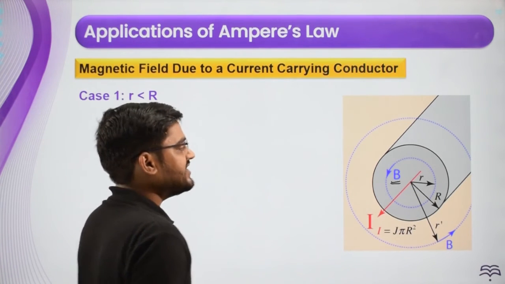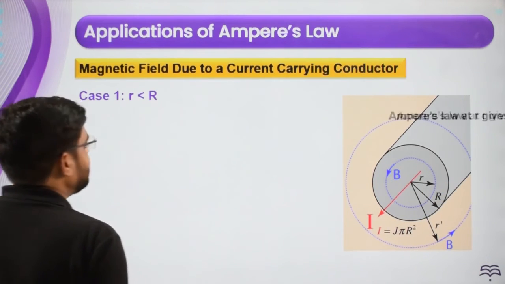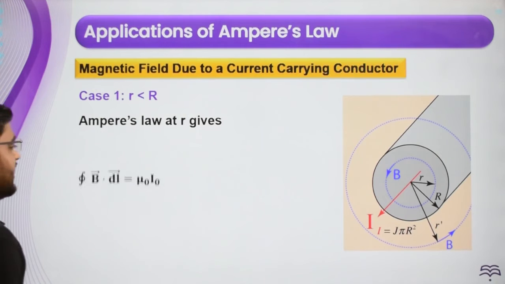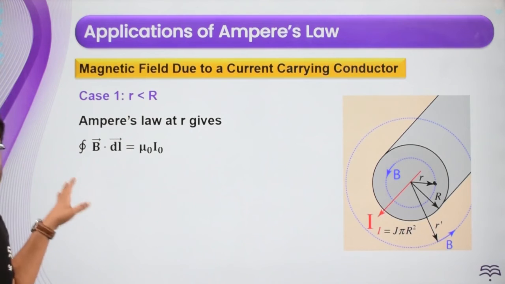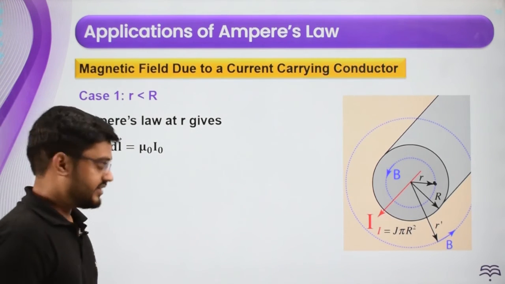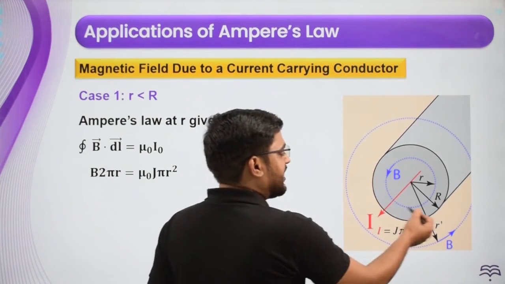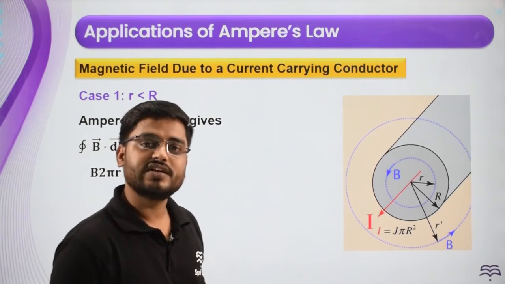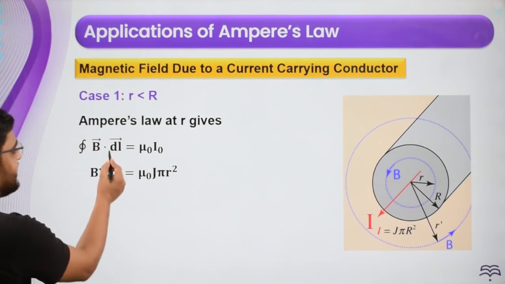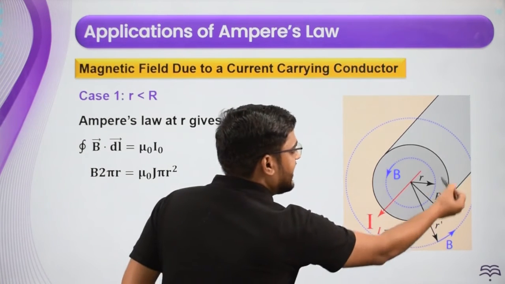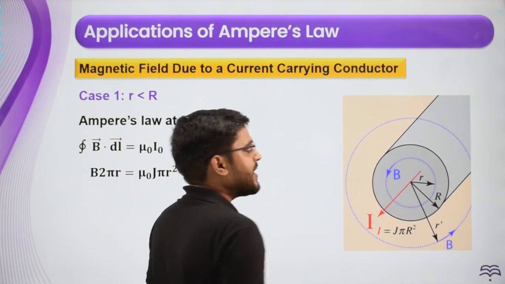So I will draw this Amperian loop at a distance r, and now I will simply write Ampere's law. At r distance for this particular point, what does it give me? The integral of B dot dl is mu naught times I, the sum of all the currents. Now what is B dot dl? B dot dl is simply B into 2 pi r. The magnitude of magnetic field is constant at r distance by symmetry. So magnetic field is B, and the integral of dl adds up to 2 pi r. Now mu naught is mu naught, and I is the total current passing through this region.